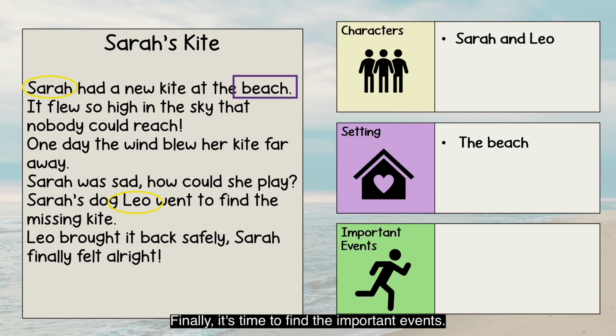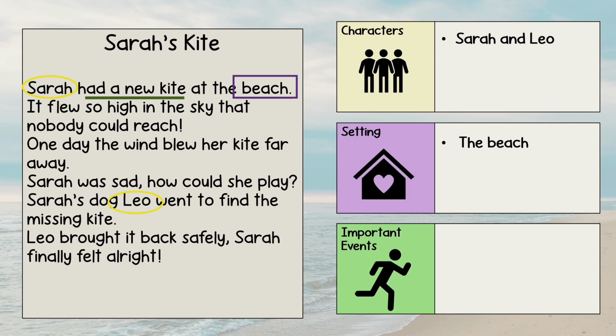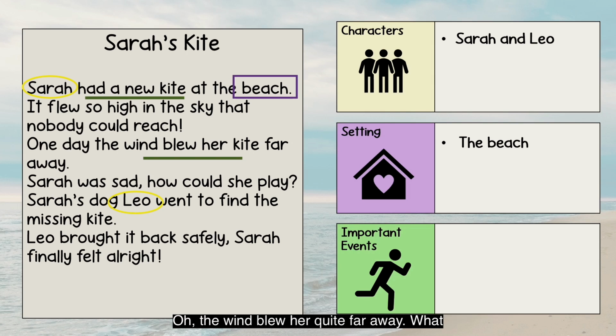Finally, it's time to find the important events. What happened first in this poem? Can you yell it out for me? That's right, Sarah had a new kite. What did she do with that new kite? Oh, the wind blew her kite far away.